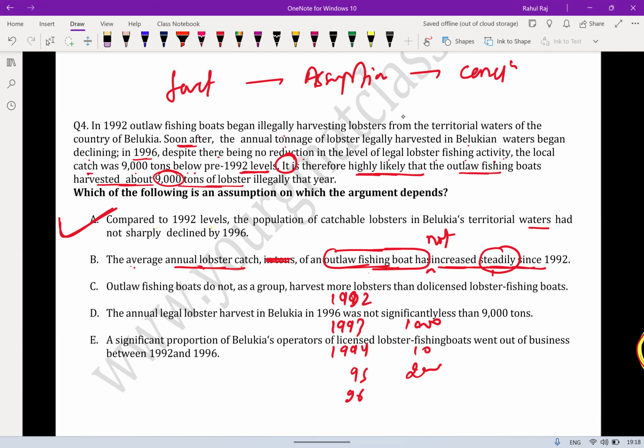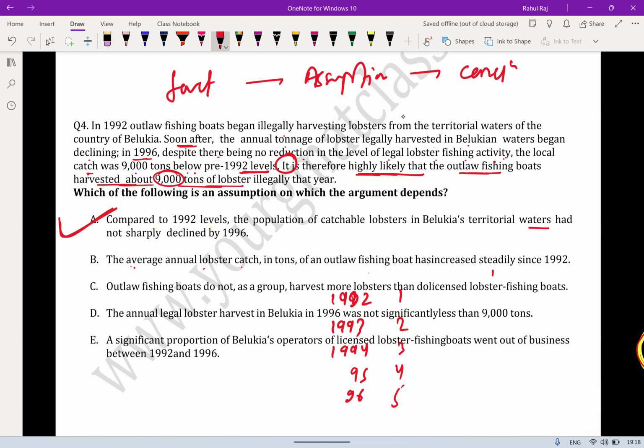But imagine it has increased steadily. Even if it has increased steadily, let's say, and now I'm not negating it, I'm simply reading this. I'm playing around with this option, that's all, with negation and without negation. So imagine I'm not trying to negate it, this option is trying to say the average annual lobster catch of an illegal boat has increased steadily. So if it is 1, 2, 3, 4, 5, this is a steady increase. It is 1, 10, 20, 30, 40, 50, this is a steady increase. It is 100, 200, 300, 400, 500, this is a steady increase.